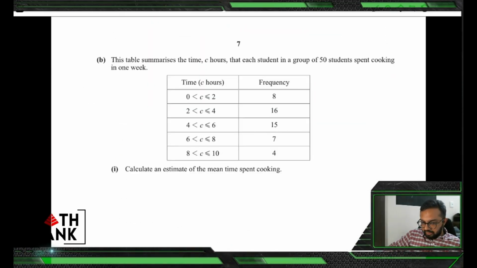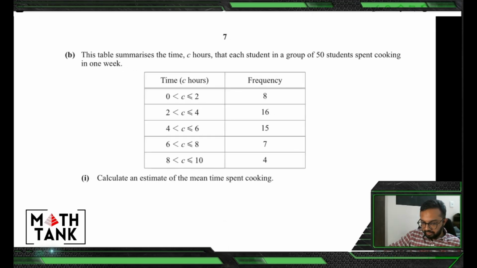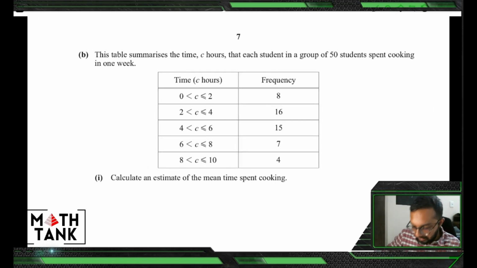This table summarizes the time in hours that each student in a group of 50 students spent cooking in 1 week. Okay, calculate an estimate of the mean cooking time. So the mean is again sum of fx over sum of f. We have done this before. Sum of f is simply 50. Okay, that has to be 50 because that's how many students were surveyed.